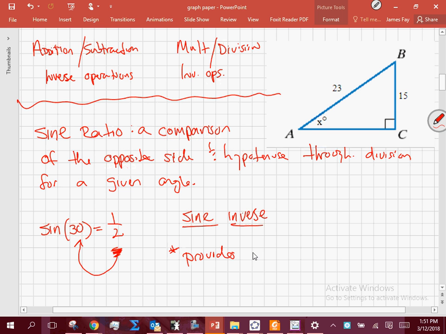Provides an angle measurement based off of a known ratio. Let's put opposite over hypotenuse here. Okay. So it's kind of like working backwards from what we did on Friday and Thursday. Okay. We're going to start you off with the ratio, and you work backwards to find the angle that goes with it. Okay. And here we're going to need to use our calculator to help us with this.